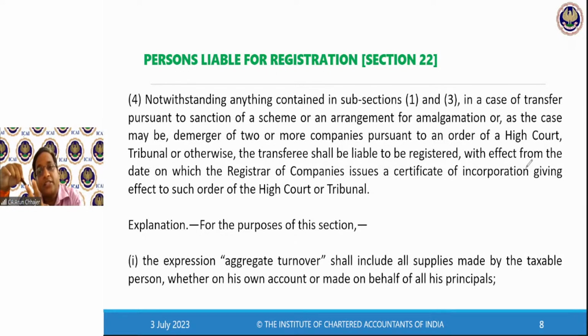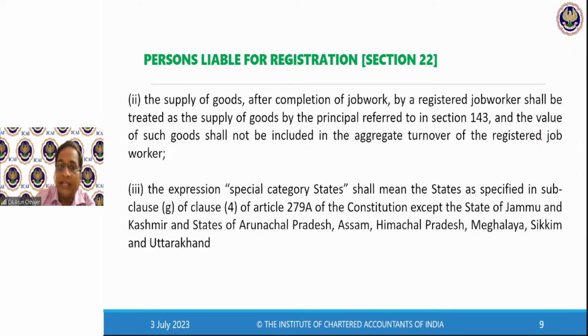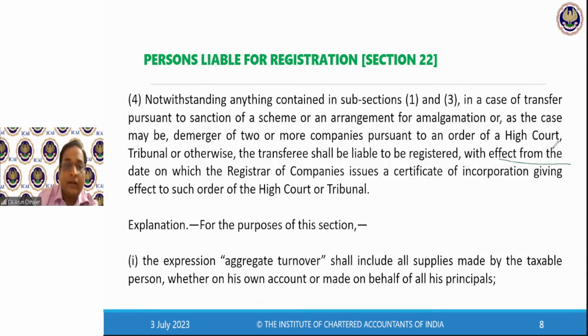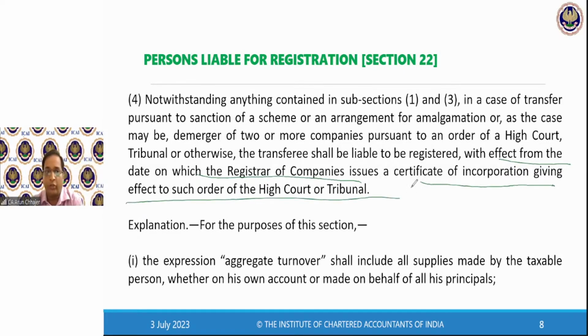Second, if I am registered in the pre-GST era, let's say service tax, I have to take registration in the GST. Subsection 3 and subsection 4 say that if the business is being transferred either on a going concern basis, by way of succession, otherwise meaning death of the proprietor and his heir continuing that business, amalgamation, demerger, etc., then the new entity has to take the registration with effect from the date on which ROC issues the certificate giving effect to such order of the High Court or Tribunal.